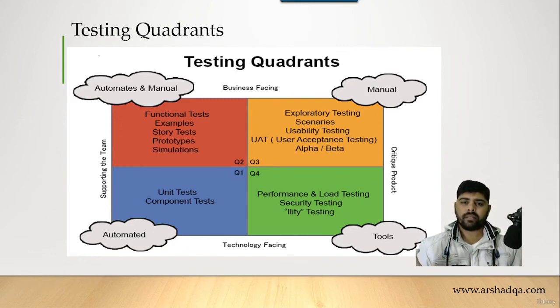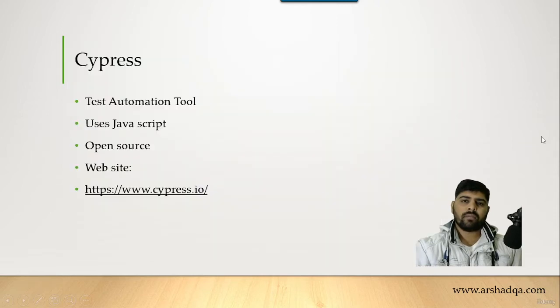And in quadrant 3, exploratory testing and user-based testing cannot be done by automation, so these are done manually. In this quadrant we do manual testing. User acceptance testing, alpha and beta testing are done here. This quadrant is basically business facing. And in the 4th quadrant we do testing by using tools, and we do performance testing, load testing, and security testing. This is also a technology facing quadrant. So this was a little bit about testing quadrants.